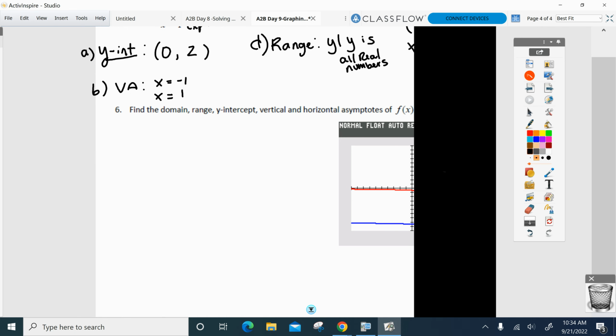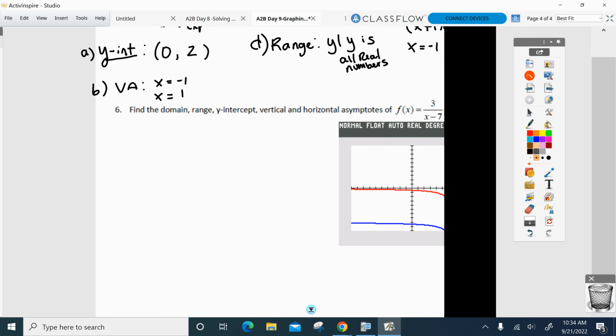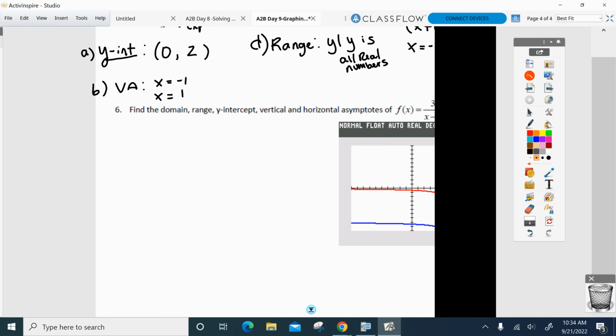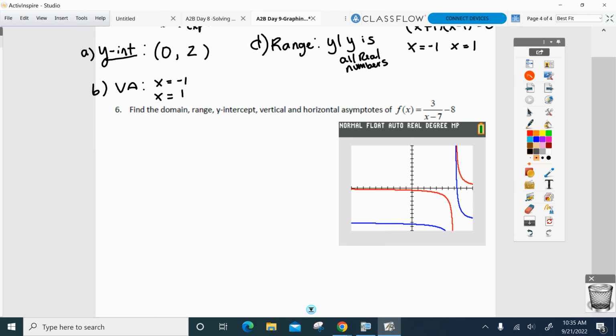I got a quick question from last year before we start. This is what we've been doing all day, right? Do you remember last year when I do -8, what happens to this graph? What happens to 3 over x minus 7 when I subtract 8? It goes down 8 units. So keep that in mind when we're finding these values, okay? This graph is going down 8 units. Keep that in mind. That will affect something here. Not everything, but it will affect something.